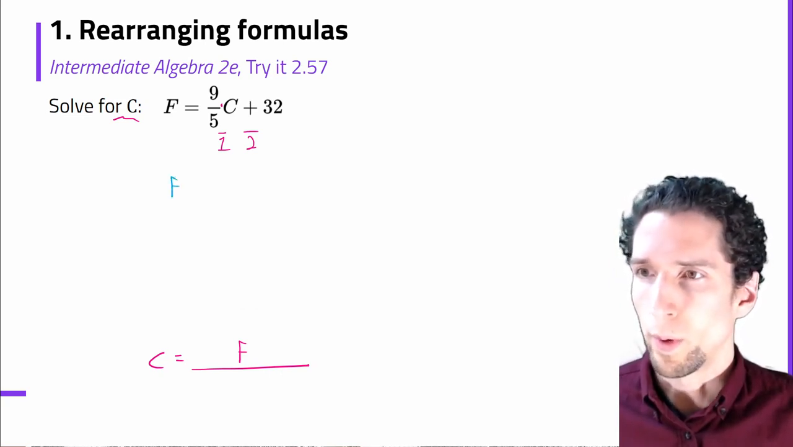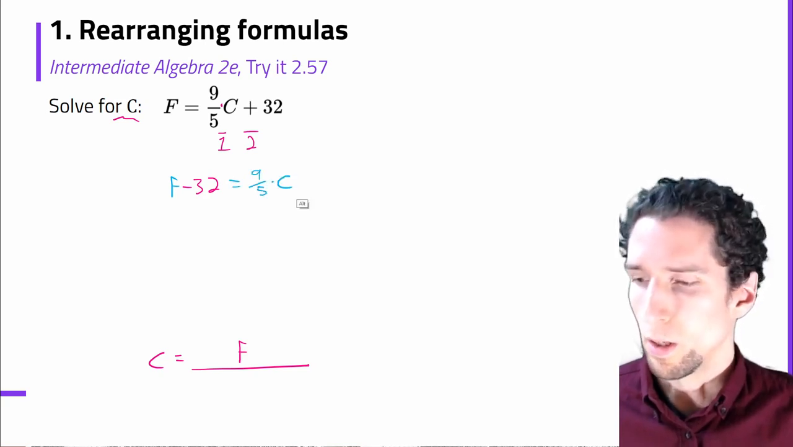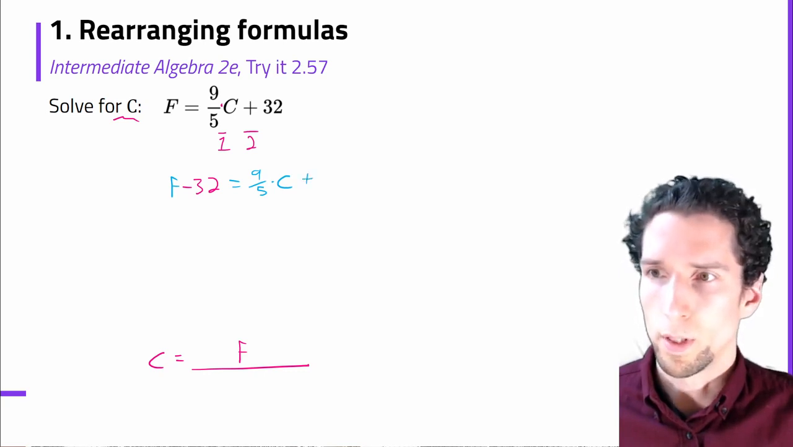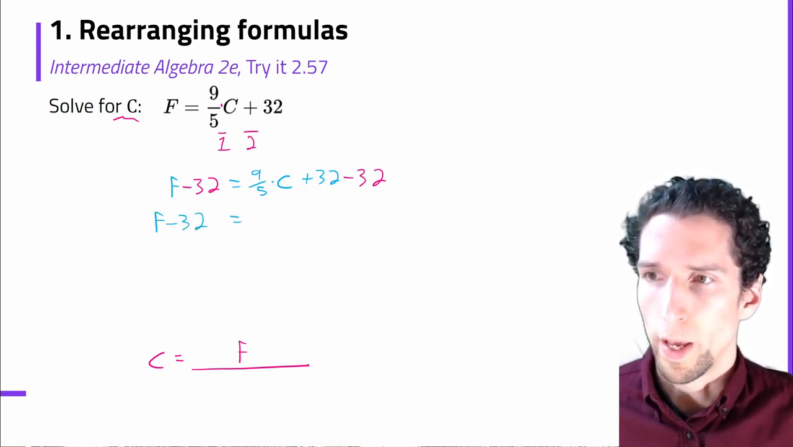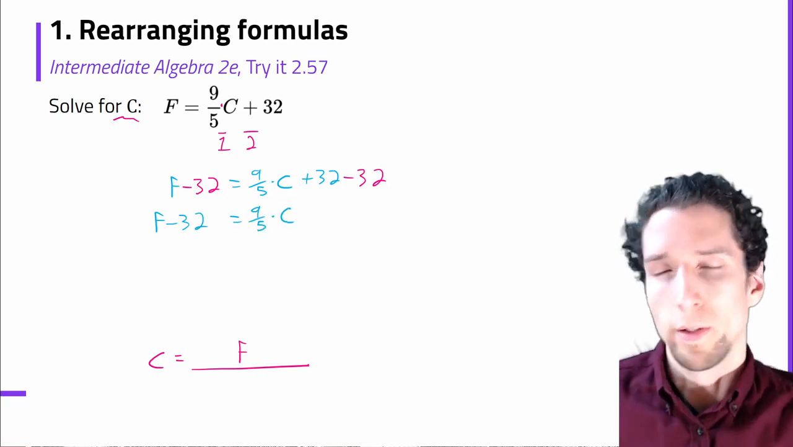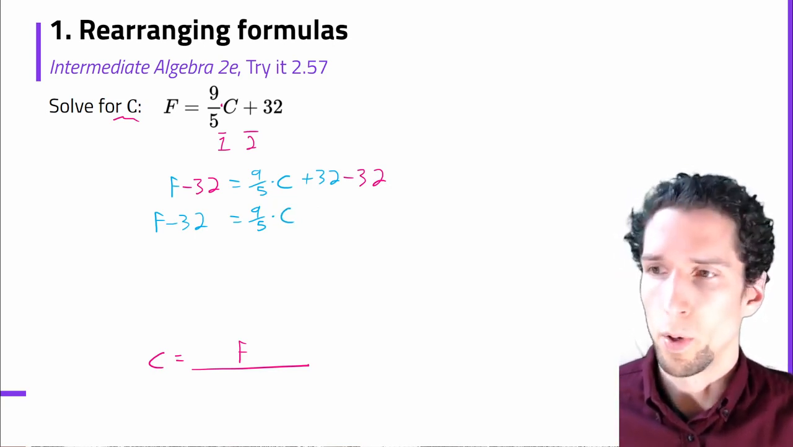So f, and we will subtract 32 from both sides. Minus 32 equals 9/5 times c plus 32 minus 32. And of course that simplifies to f minus 32 equals 9/5 times c. So now the 9/5 times c, we want to get rid of that, so we are going to divide both sides.